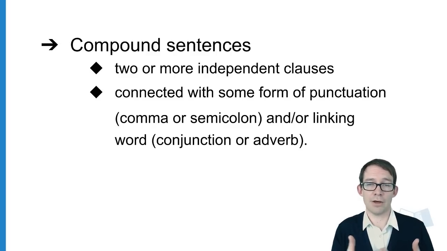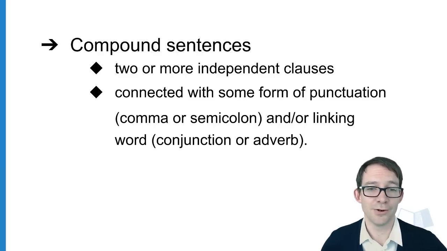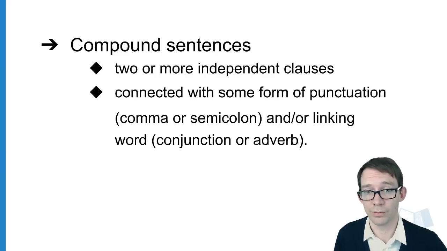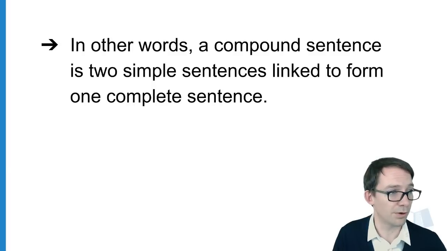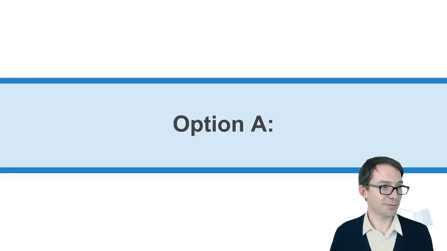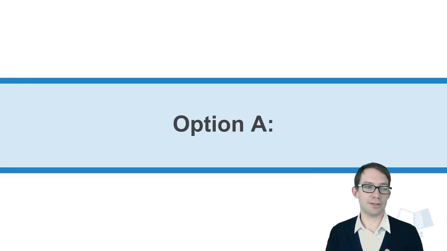Now, the 2 ideas should be related in some way, and they need to be connected with some form of punctuation, like a comma or a semicolon, or some kind of linking word, which is what we're going to look at right now. Okay, so as I said, 2 simple sentences linked, and you've got 3 options. If you want to make a compound sentence, there are 3 different ways to do it.